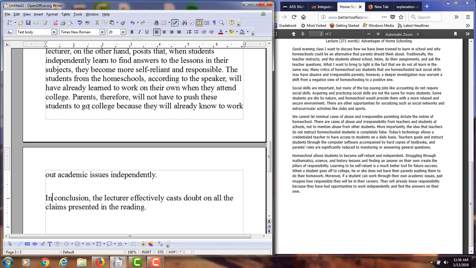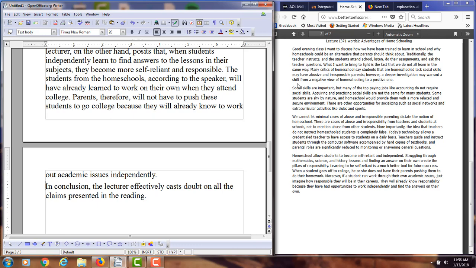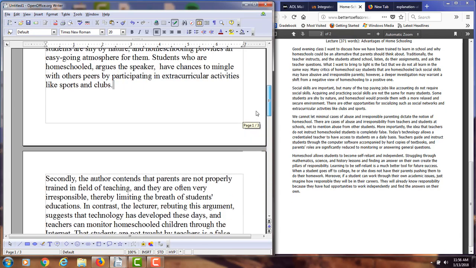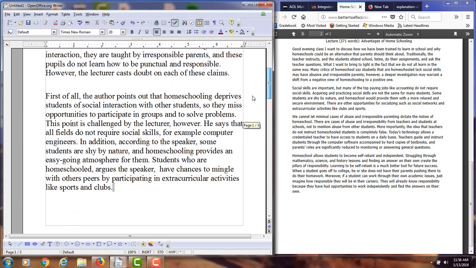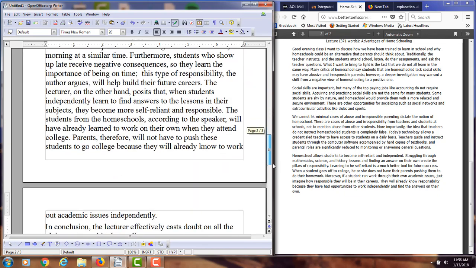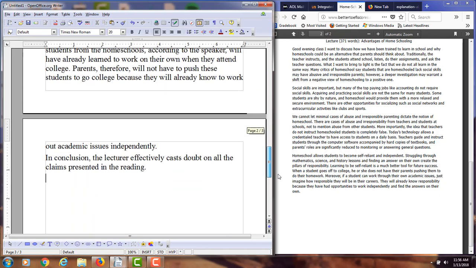In conclusion, you say, this is the last one, the lecturer effectively casts doubt on all the claims presented in the reading. Yes, and that's a good conclusion. You don't have to overdo it. We developed these paragraphs sufficiently, so there's no need to develop the intro or the conclusion very much, because we've already shown in body paragraphs 1, 2, and 3 that we could develop those ideas.